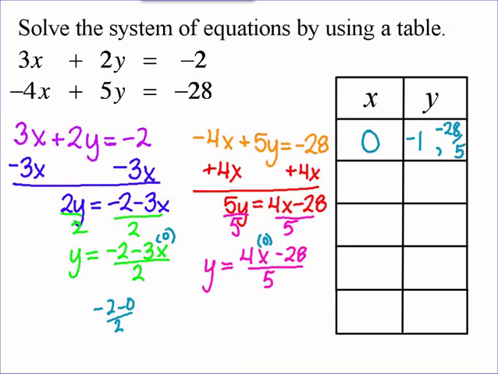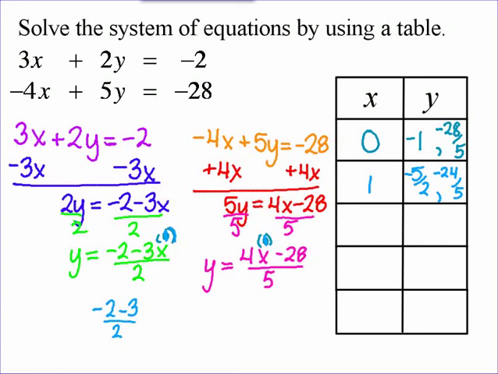Another number after 0 would be 1. I'm going to go through the same process again. I'm going to plug in 1 right here. So I get -2 minus 3 over 2. What does that come out to be? That would be -5 over 2. I'm going to do the same thing and plug 1 in here. So I get 4 minus 28, which is -24, so -24 over 5. Do those match? No, so I'm going to try another value.